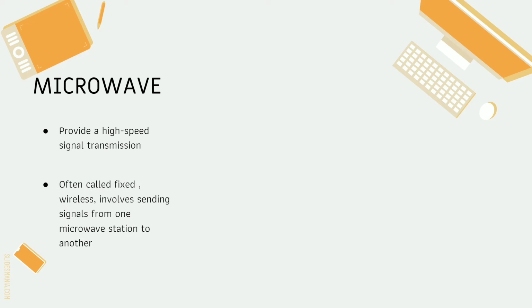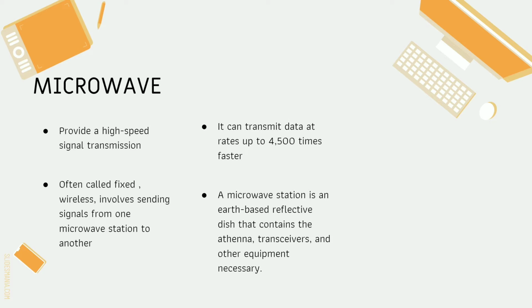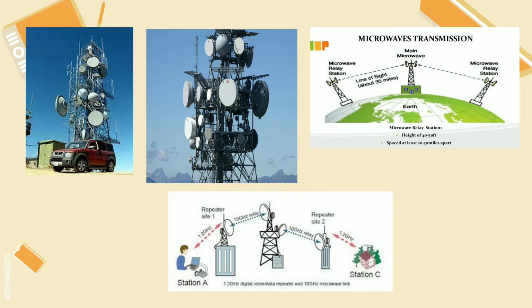Microwave provides high-speed signal transmission and is often called fixed wireless, which involves sending signals from one microwave station to another. It can transmit data at rates up to 5,500 times faster. A microwave station is an earth-based reflective dish that contains an antenna, transceiver, and other necessary equipment. It uses line of sight transmission, so to avoid obstruction, the station needs to be on top of a building or a higher place. So this is the example.